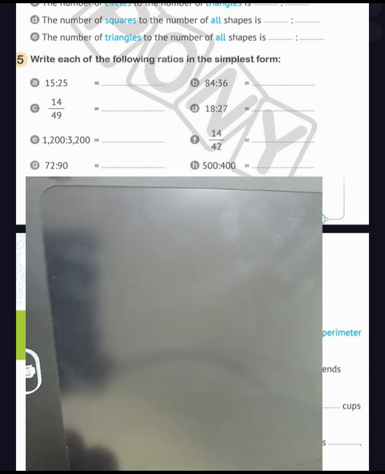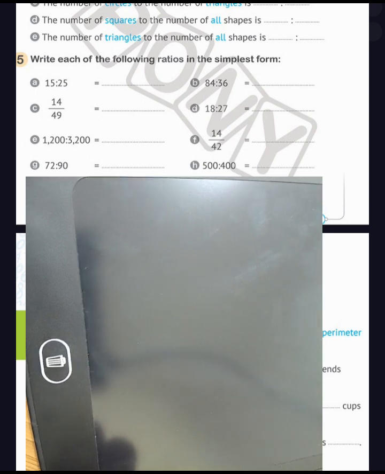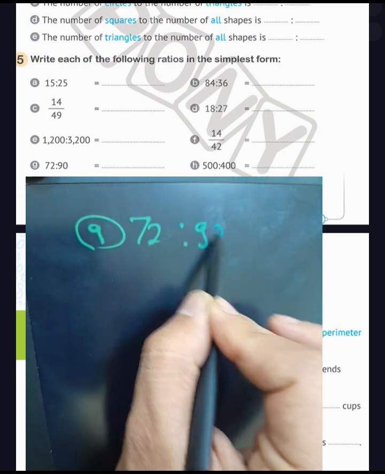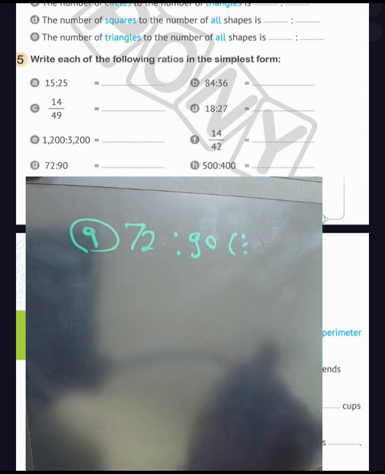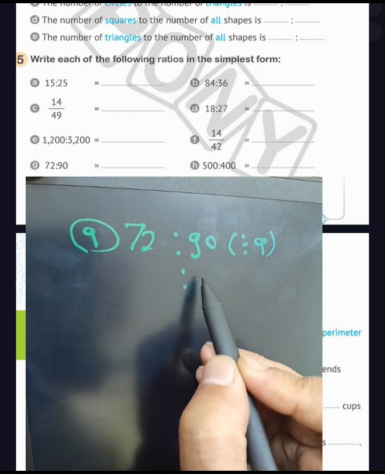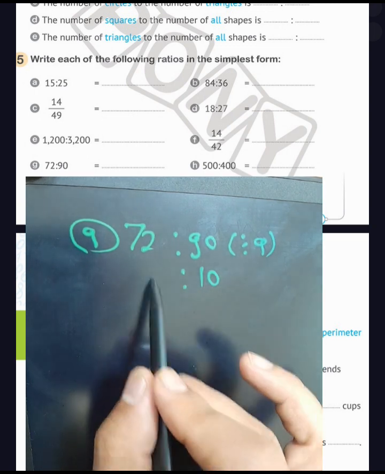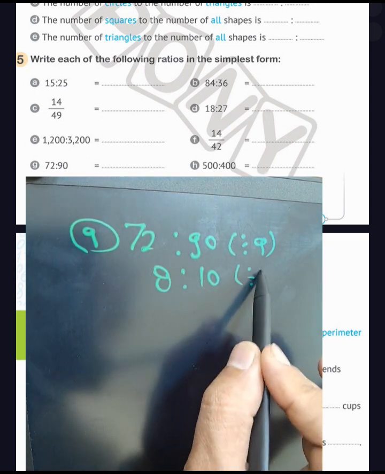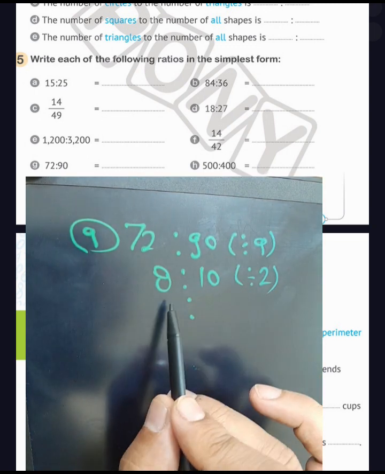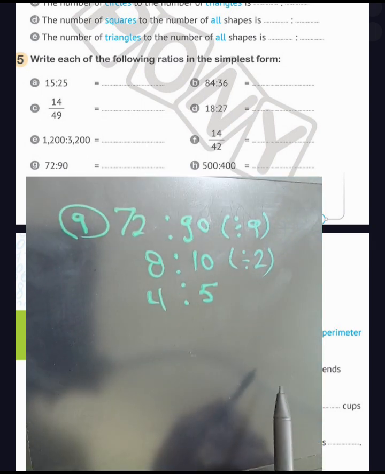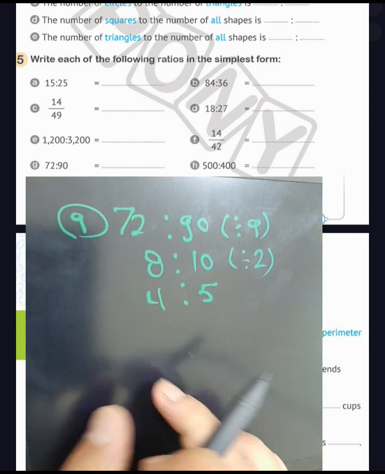Next example. We want to find the ratio between 72 and 90. 72 to 90. We can divide it by 9 to simplify this example. 90 divided by 9 equals 10, and 72 divided by 9 equals 8. And then you can divide it by 2. 8 divided by 2 equals 4. 10 divided by 2 equals 5. Then the ratio will be 4 to 5. Okay, the simplest will be 4 to 5.